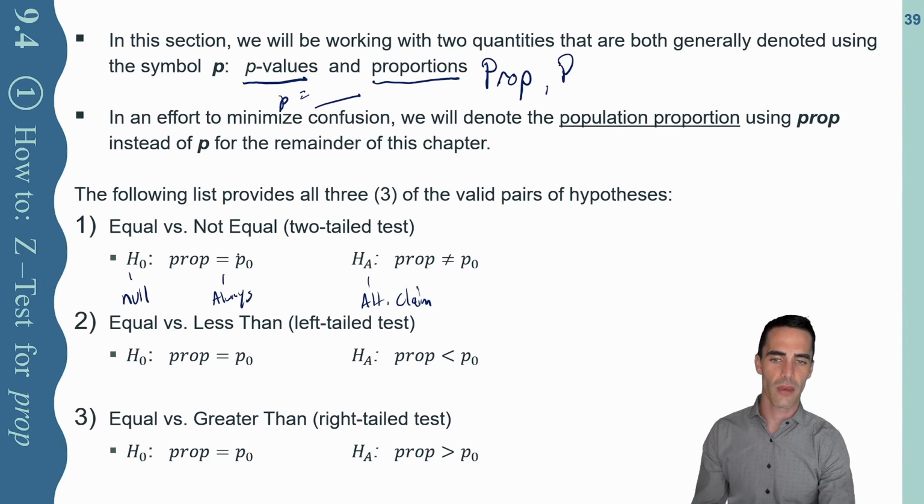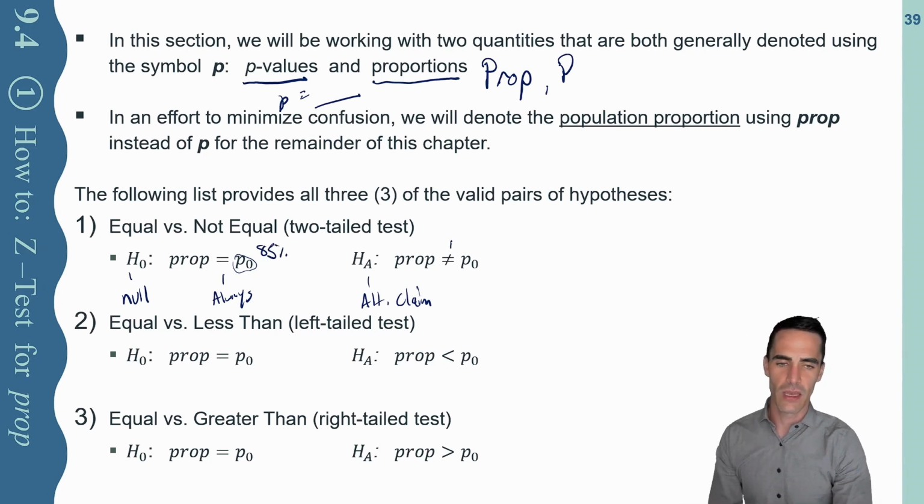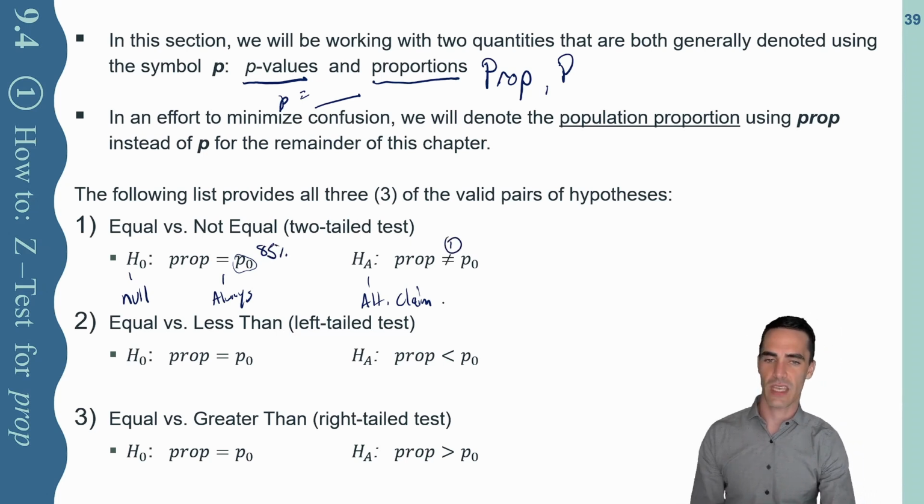to, don't worry about it, and this p naught is an initial proportion, maybe 85%, and we're interested in, I think, it's changed in some way. Now, there's three types of changes we can investigate: either not equal to, less than, or greater than. Those are the only three types of changes we could possibly imagine.